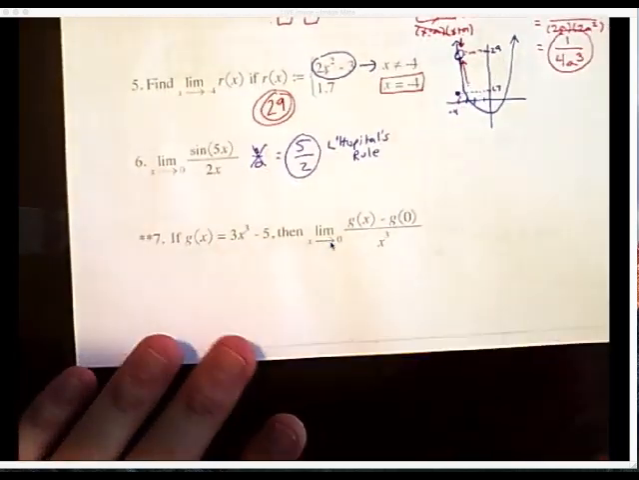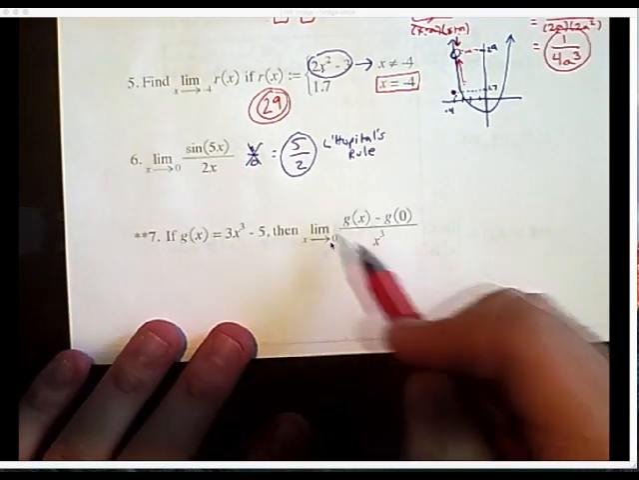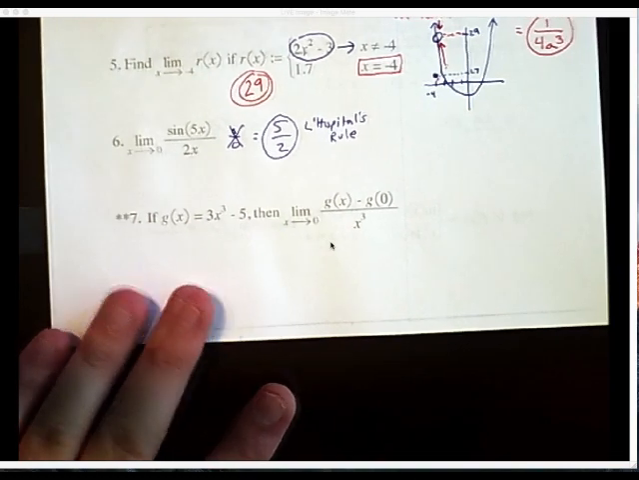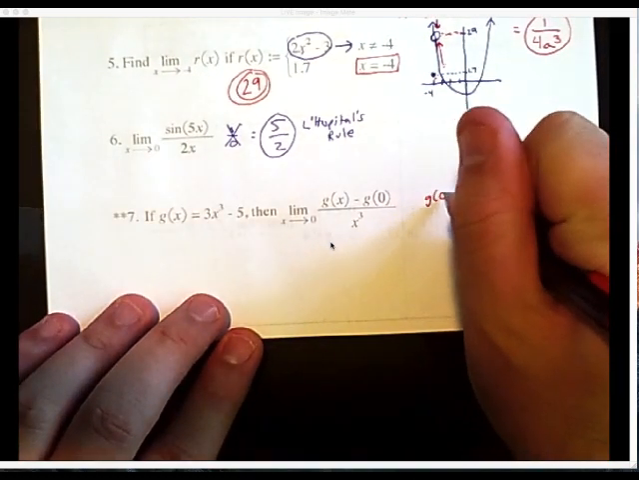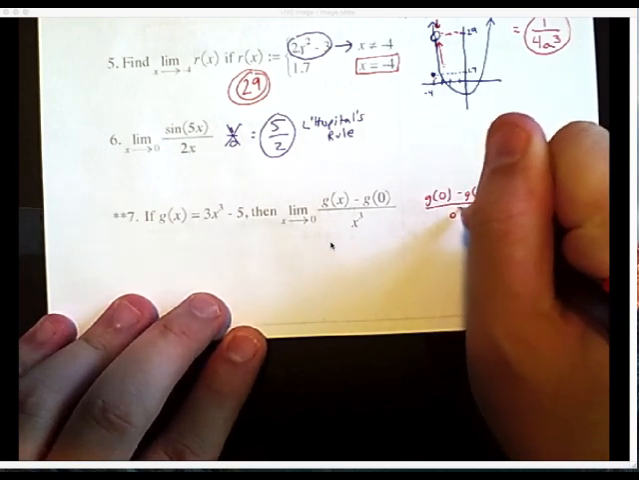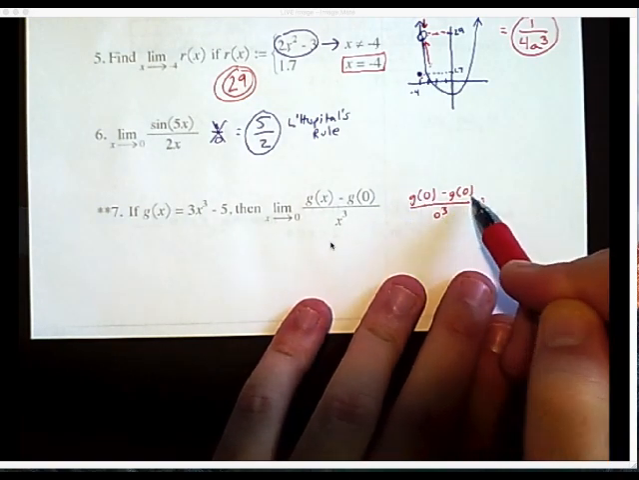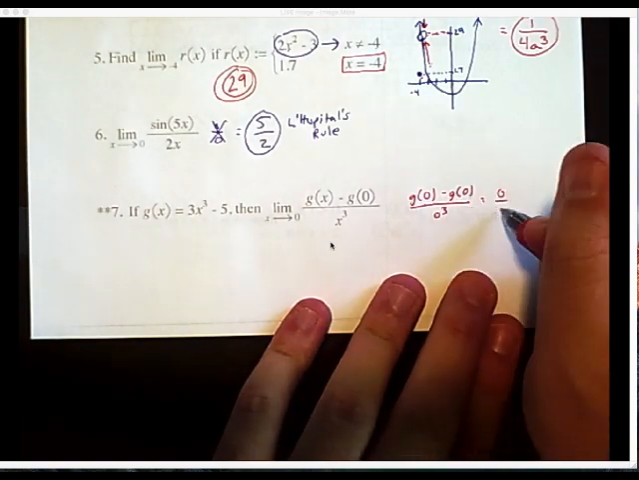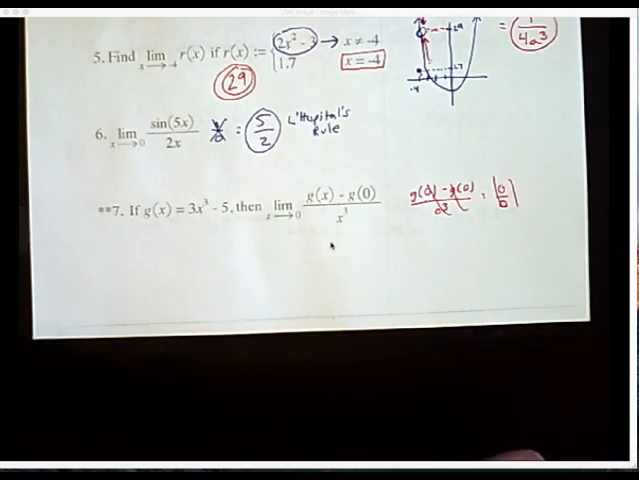Number 7, it says if g of x equals 3x cubed minus 5, then what does this equal? Well, let's try some substitution. So if I just try to plug in 0 everywhere I see an x, let's see what we would get. Well, here g of 0 minus the same thing is going to be 0, and 0 cubed is 0. So method 1 will not work.